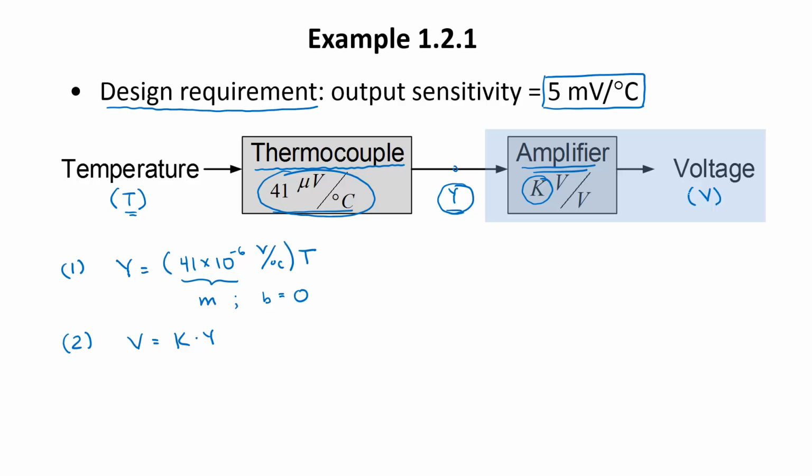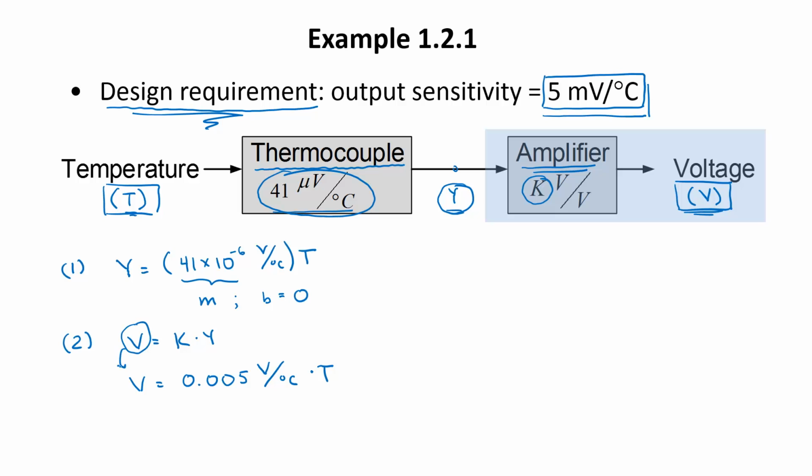We need the sensitivity or the slope between the voltage V and the temperature T to be 5 millivolts per degree centigrade per our design requirement. The governing equation then between the output voltage and temperature should be V is equal to 0.005 volts, which is 5 millivolts per degree centigrade, times the temperature T. This V is the same as this V.